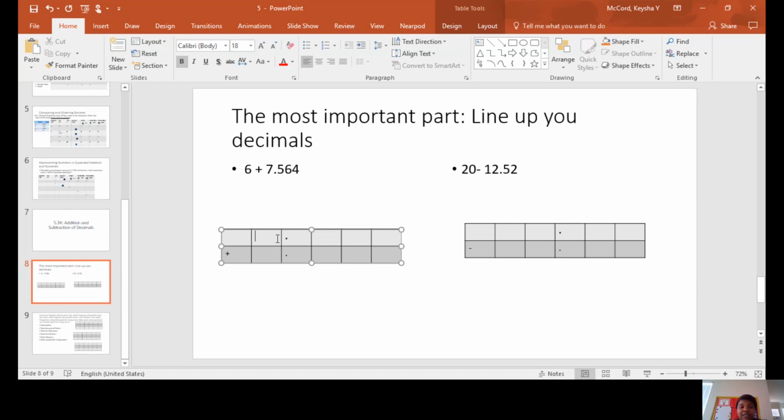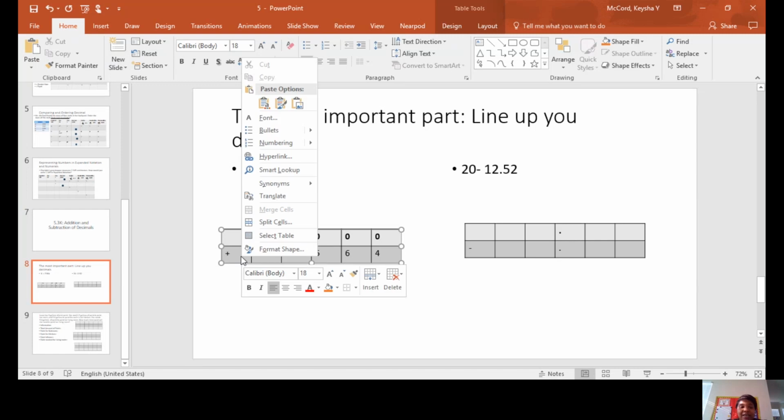And so what I'm going to do is I need to type in the 6. Now, the 6 has nothing behind it. There isn't even a decimal. Doesn't mean that the decimal is not there. The decimal will be right here by the 6. And then to fill up these empty spaces, I'm just going to put zeros because that's what's there. Then I'm going to type 7 and 564.